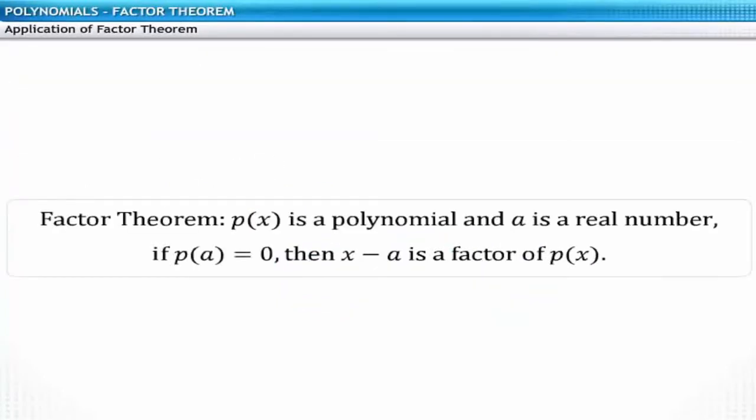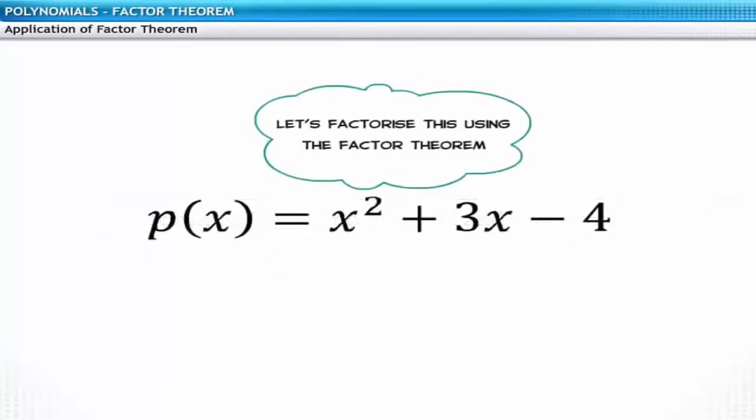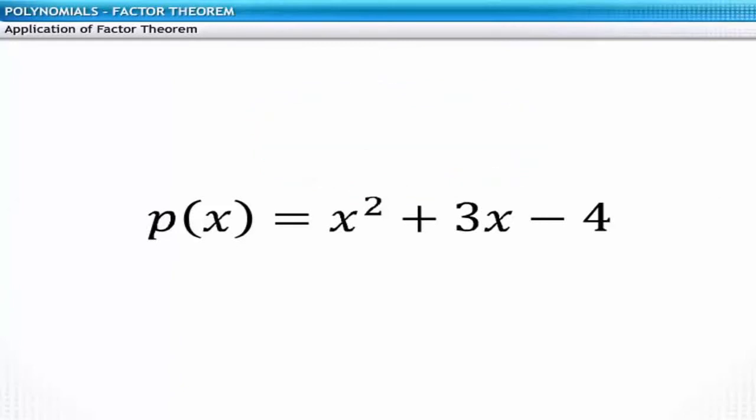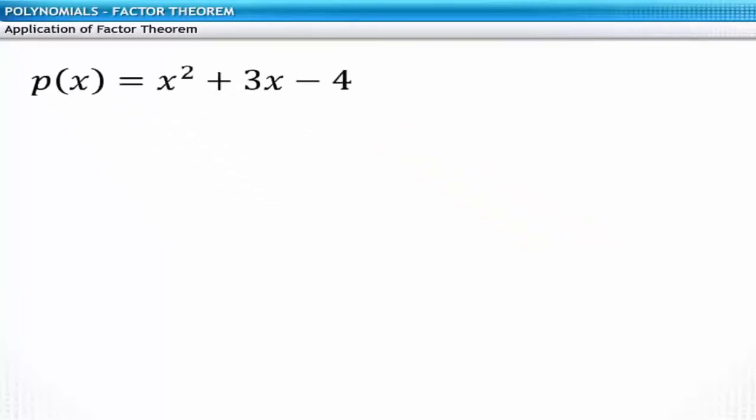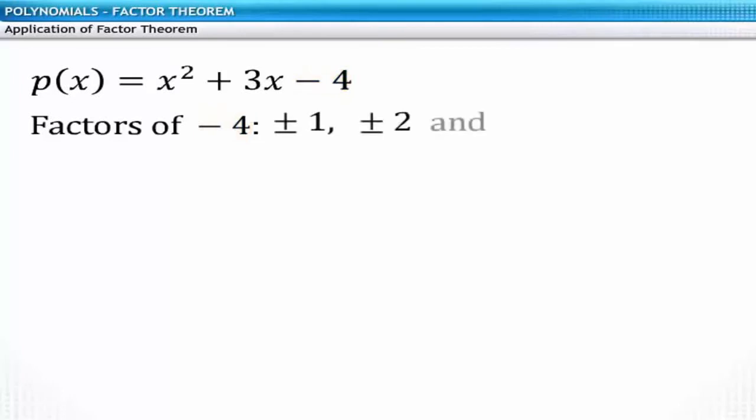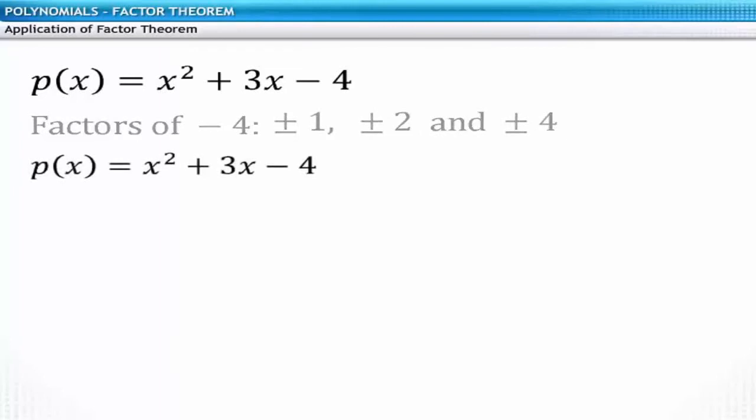The factor theorem can be used to factorize a polynomial or verify that a linear polynomial is a factor of another polynomial. Let's factorize this quadratic polynomial using the factor theorem. We'll find the factors of the constant term minus 4. Next, we'll substitute the factors in the polynomial.